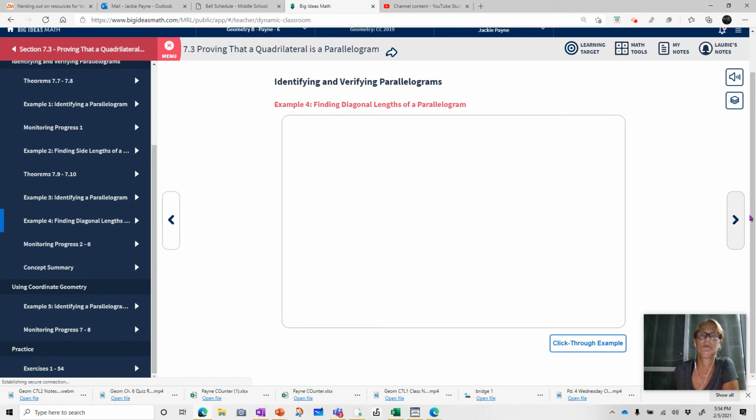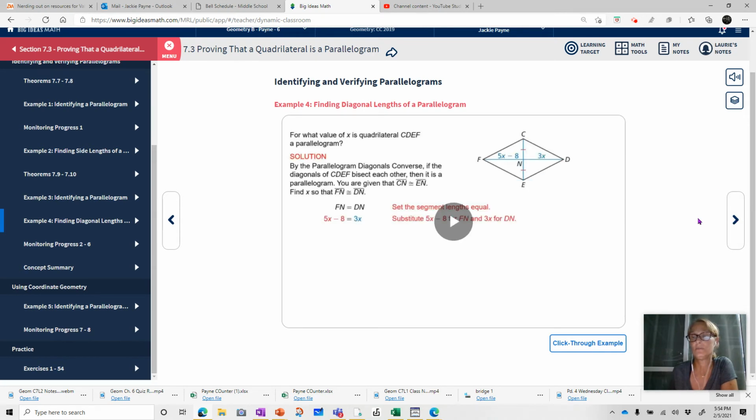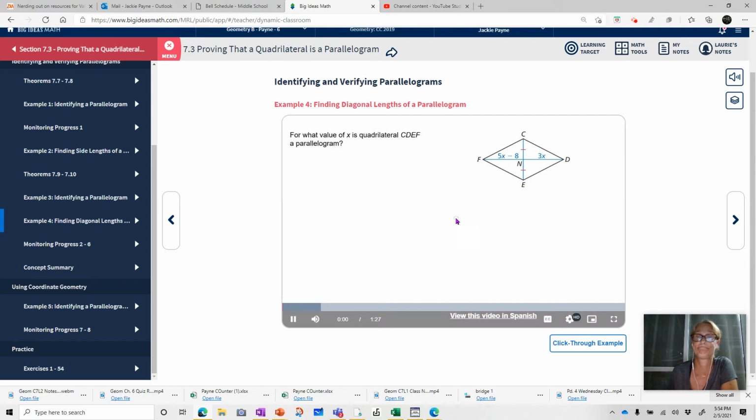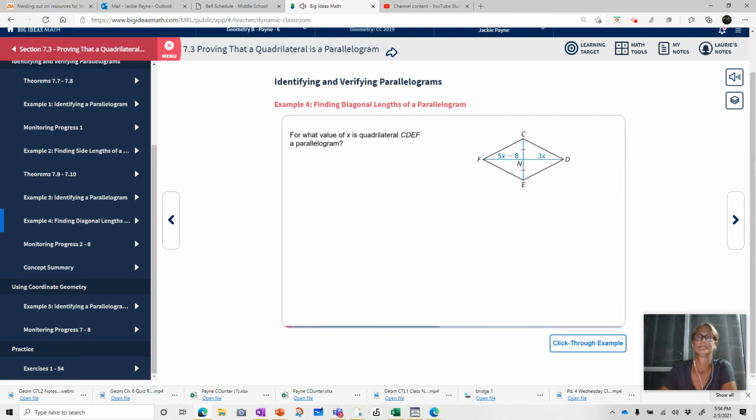Okay, we're going to do another example, finding diagonal lengths of a parallelogram, so we can look at the converse. For what value of x is quadrilateral CDEF a parallelogram?